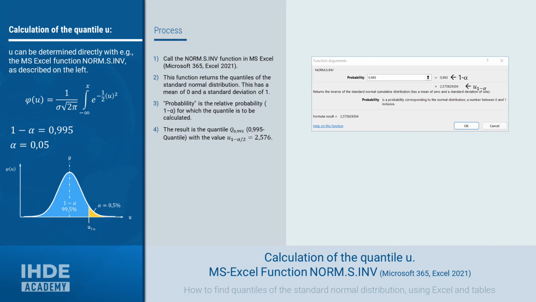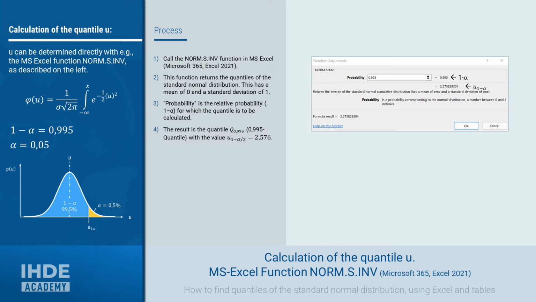From Microsoft Office version 365 or MS Excel, u can be calculated directly with the function NORM.S.INV. The function returns the quantiles, this means values for u of the standard normal distribution. As you recall, this has a mean of 0 and a standard deviation of 1.